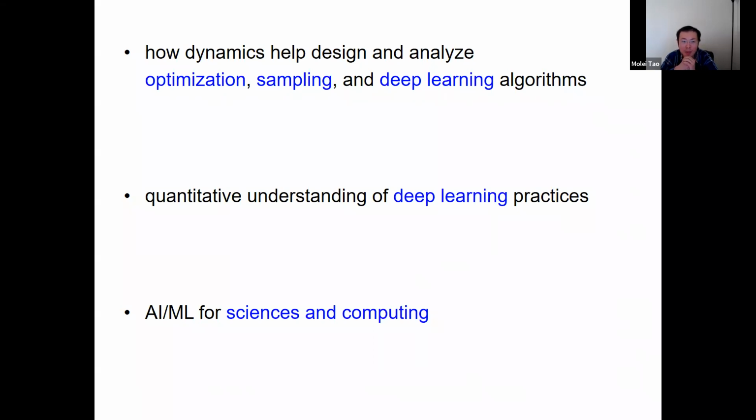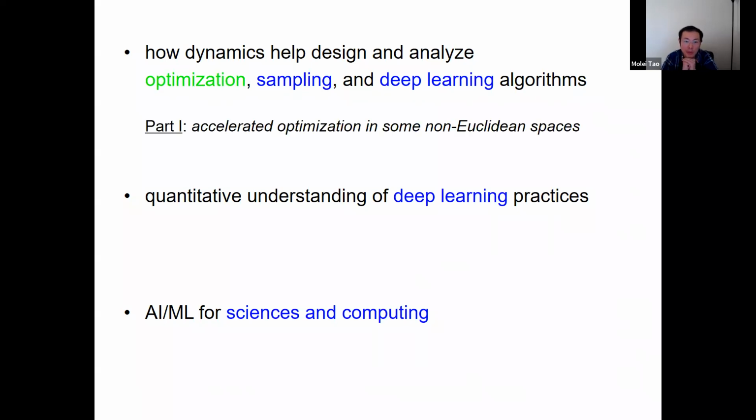I'll be mainly talking about three things. Number one is that we believe dynamics can help design and analyze optimization, sampling, and deep learning algorithms. And for that purpose, I'll give one example where we will design accelerated algorithms for doing optimization in certain non-Euclidean spaces.